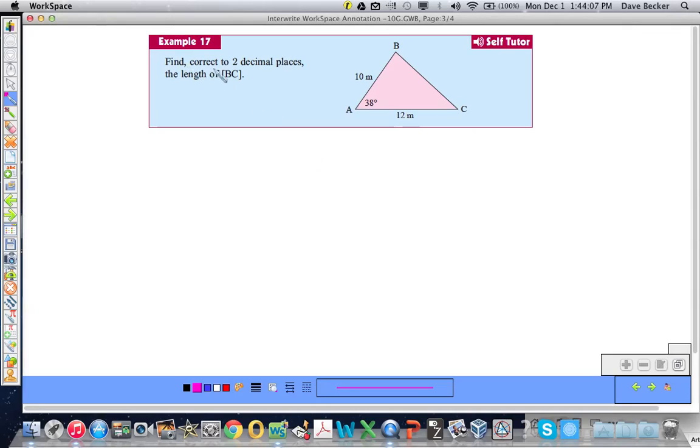So they want to find, correct to 2 decimal places, the length of BC. That's right here, and that's little a. Okay, and so I know that a squared is equal to b squared plus c squared minus 2bc times the cosine of angle A.